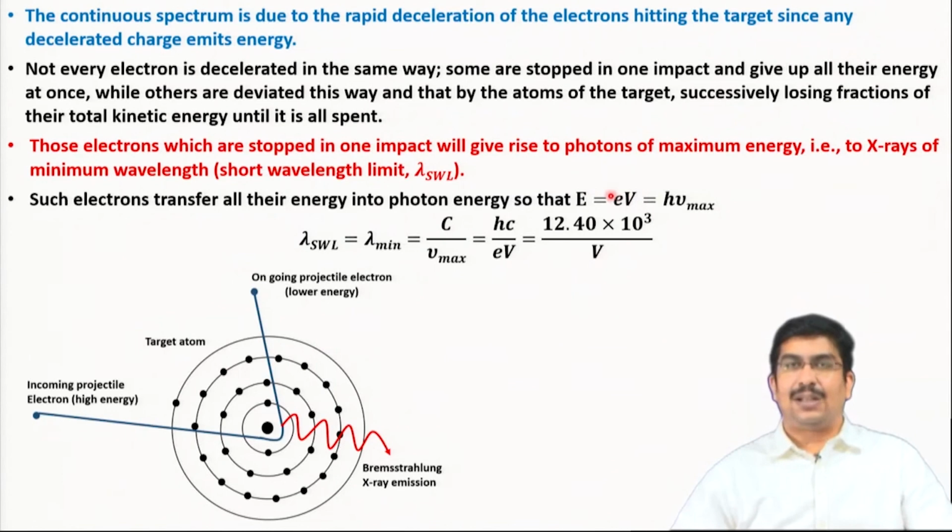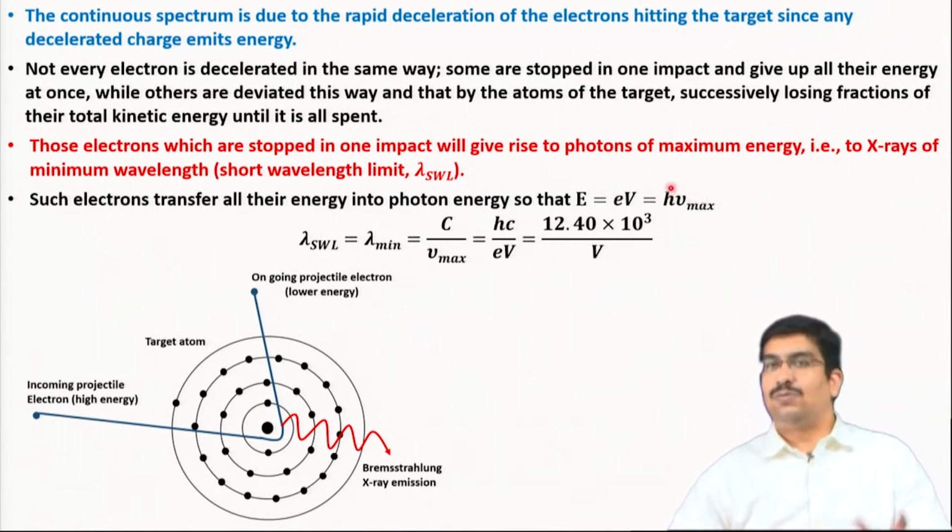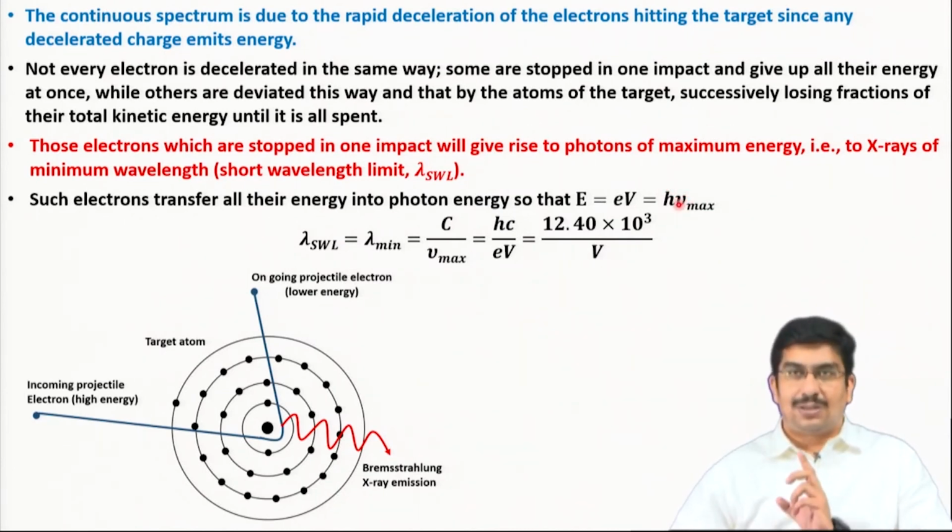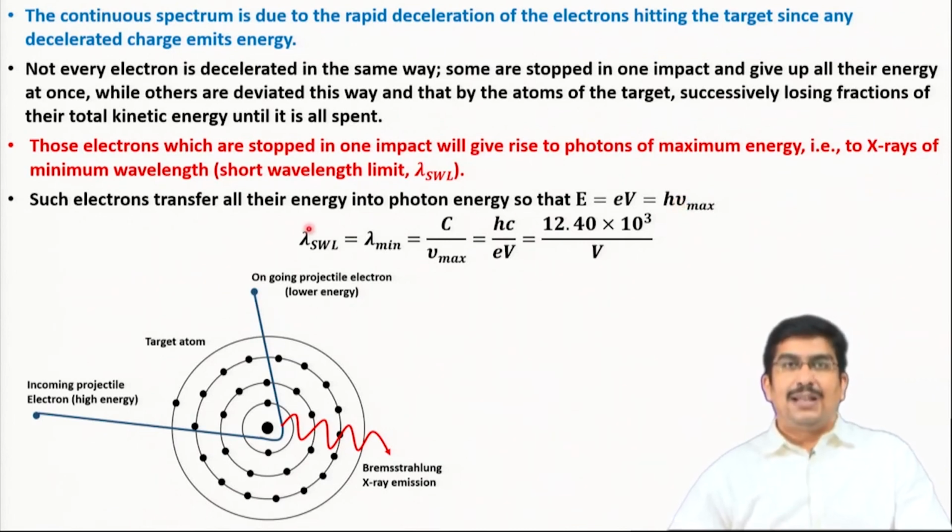e is the charge of the electron and V is the accelerating voltage under which these electrons are traveling, and that we can equate with h nu max. h nu is again the energy of the X-rays that are coming out. h is the Planck's constant, nu is the frequency of that X-ray beam. So, we can write lambda SWL, that is lambda short wavelength limit, equals lambda minimum, and that is by virtue of the relationship between the frequency and the wavelength, where the constant is c, the speed of light, divided by nu max. That means we can write lambda SWL equals hc by eV.